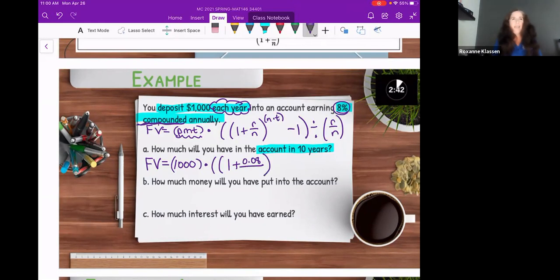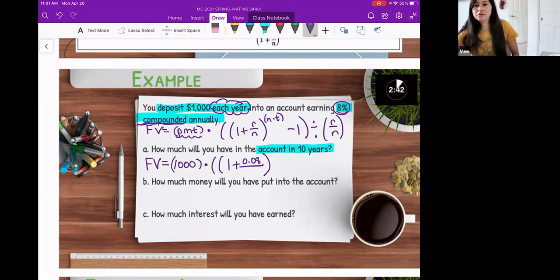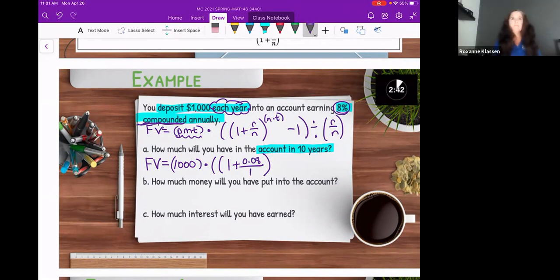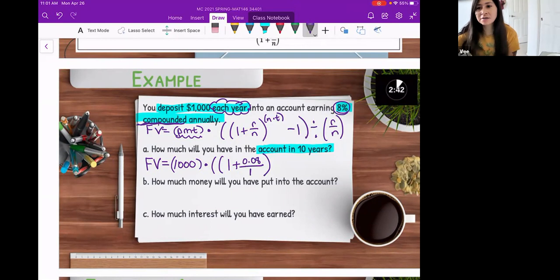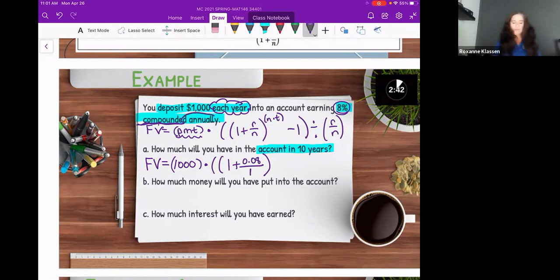And then what is N in this case? One. Very nice. How do you know it's 1, V? Because it happens once a year. Very nice, because it says compounded annually. Remember, lowercase n is how many times it's compounded in 1 year. So it's important that you think about that. So everybody understand how I filled it in so far?